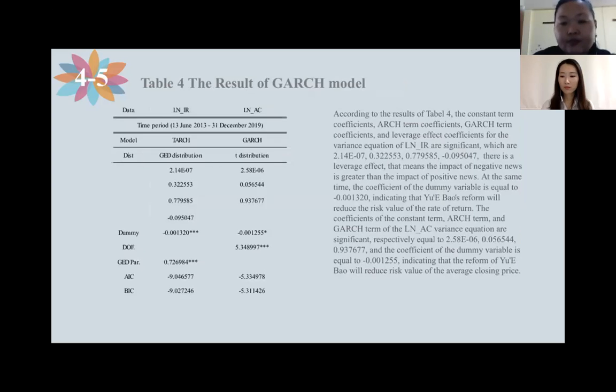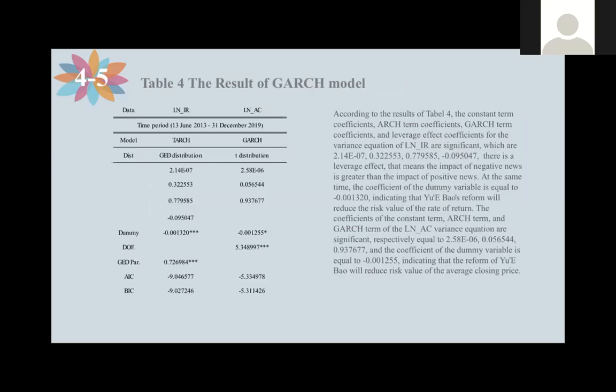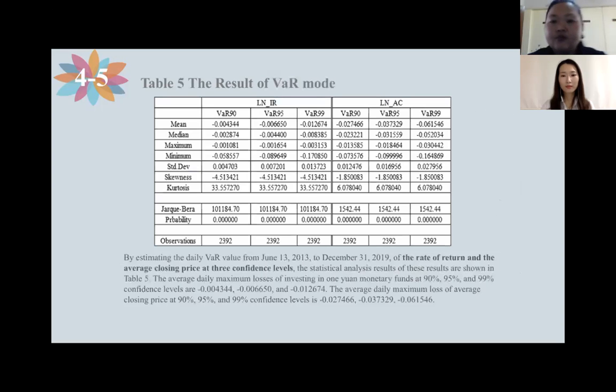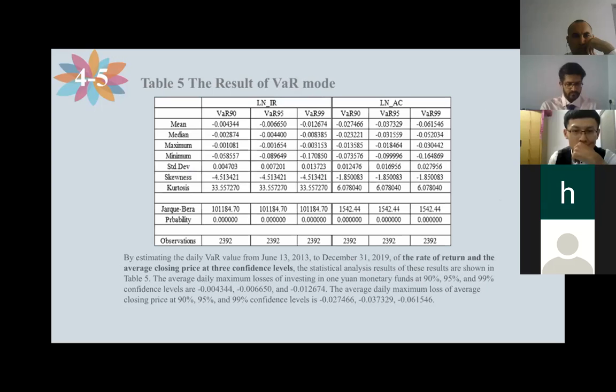From the results, let's look at the coefficient of the dummy variable. For both of the data, the coefficients are negative. That means the Yuebao reform will decrease the risk level of the Yuebao. Then we get the conditional variance and put it in equation 1, the VaR model, and then we can calculate the VaR value at three different confidence levels. The results are shown in table 5.